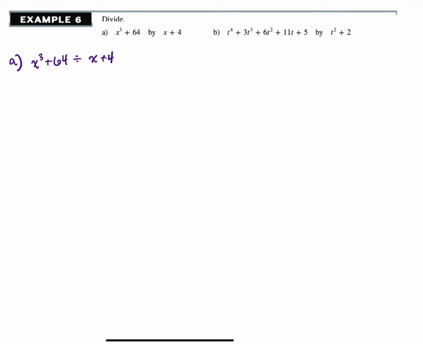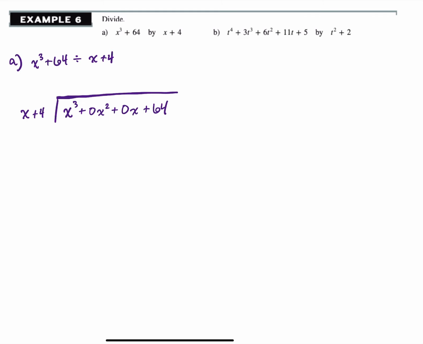So when I write this division, I have to put in little placeholders for those. What I mean by that is I'm going to write this as x cubed plus 0x squared plus 0x to the first power plus 64. And this is all going to be divided by x plus 4. So we just need these little placeholders in order for this process to work out. So it's still in descending order, just with any missing terms replaced with a 0.